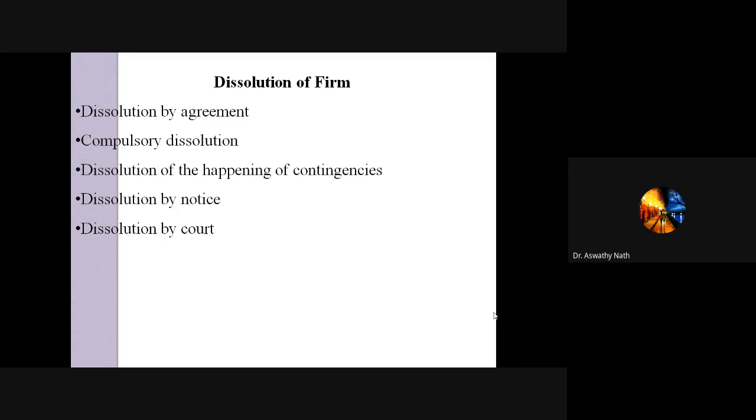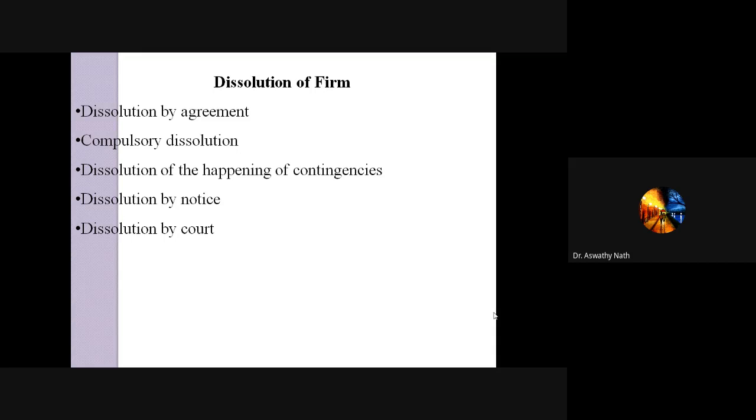And finally, dissolution by court. In that also the firm can be discontinued. Any one of the partners files a petition, or when a partner is guilty of misconduct, or when a partner deliberately and continually commits breach of agreement. In those cases, the court can give a notice and discontinue the partnership firm. So these are the cases of dissolution of a firm.